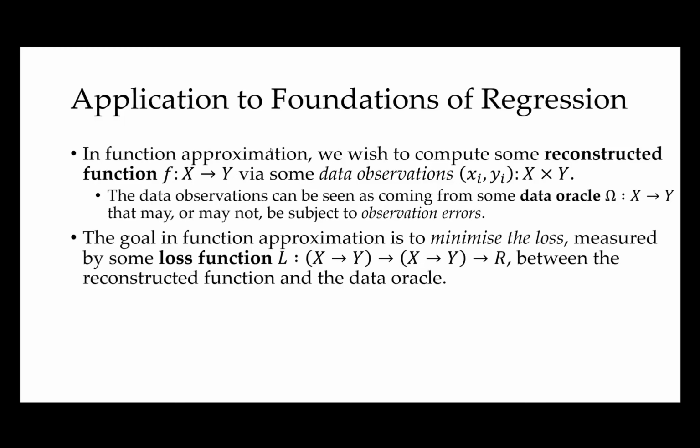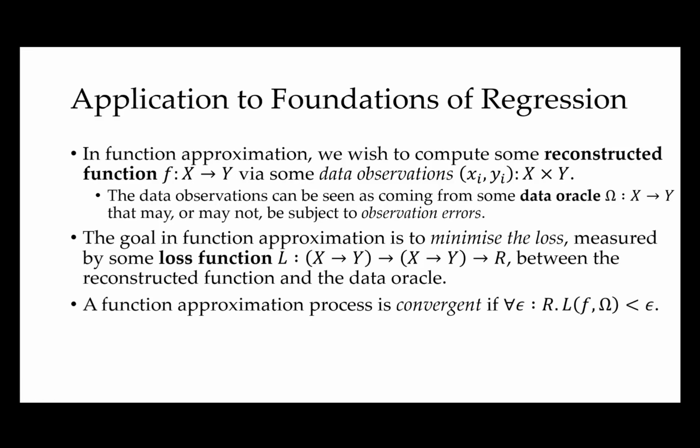And what it says is reconstruct a function from x to y, using some data oracle that's also from x to y, and minimize some sort of loss process that gives you back some loss in the real space or some representation of a real space. Or we could use some other type here for error, but we'll use the reals just to make it clear. And clearly, based on what we've already said, a function approximation process is convergent if for any epsilon we can minimize the loss below epsilon.